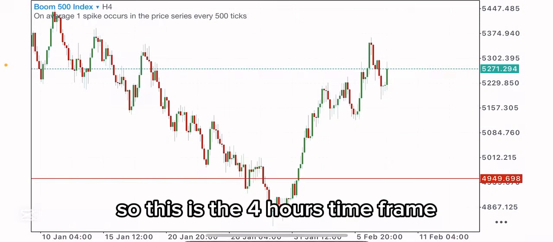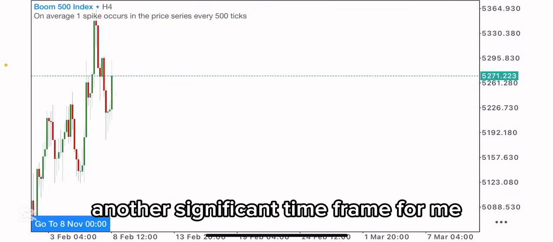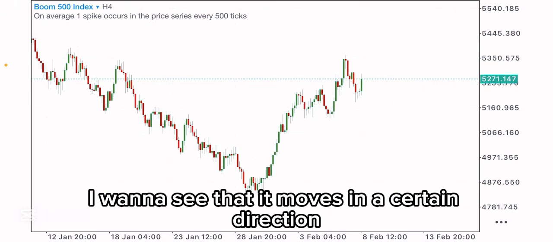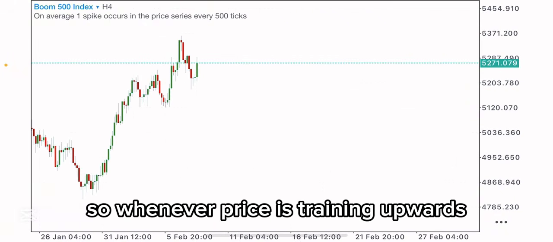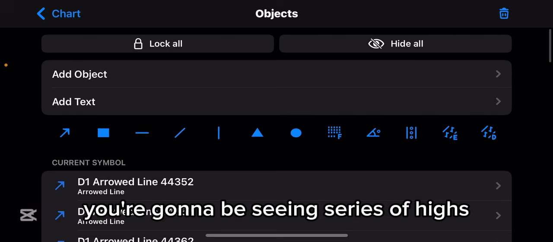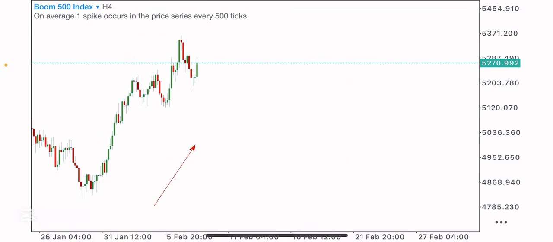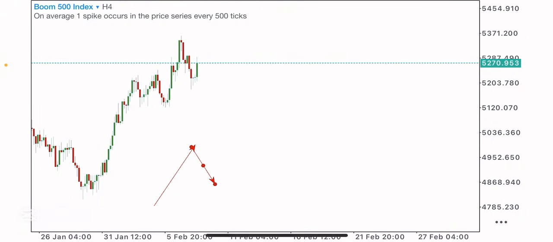So this is the 4 hour time frame. This is another key time frame for me, another significant time frame for me. So I want to see that the market gives me a structure. I want to see that it moves in a certain direction. So whenever price is trending upwards, you're going to be seeing a series of highs, higher highs and higher lows. Okay, higher highs and higher lows.